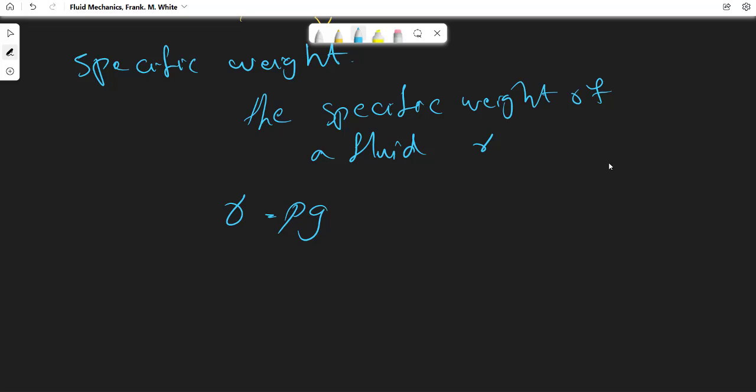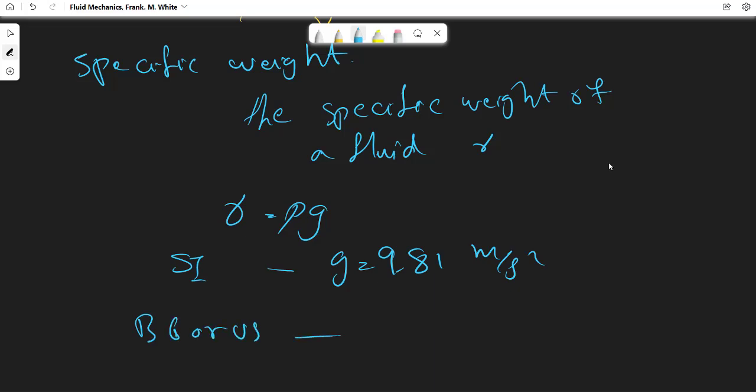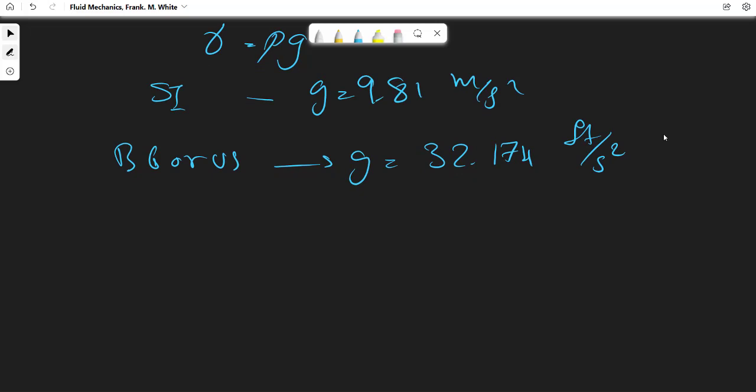In standard Earth gravitational field, g equals 9.81 m/s² in SI, and in British or US units, g equals 32.174 feet per second squared. So if we have the density of a fluid, we can calculate the specific weight.